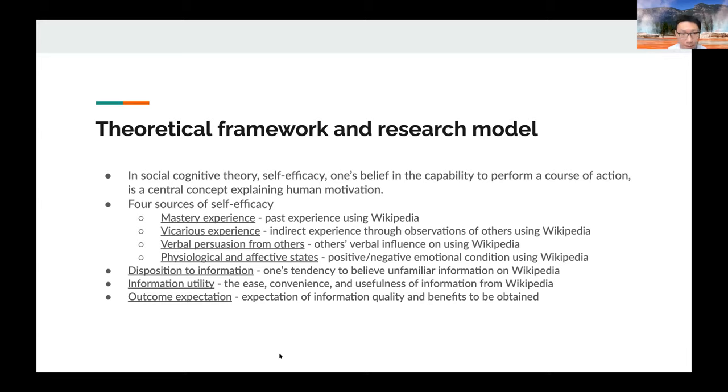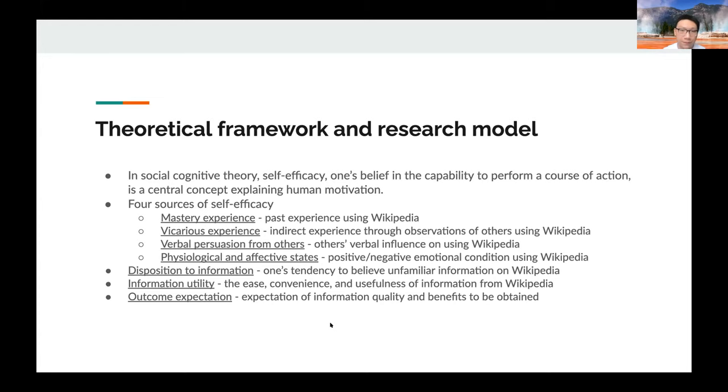And then the third one is verbal persuasions from others, which just means basically others' verbal influence on using Wikipedia, so what they hear from other people. And then finally, the physiological affective states, or in the study they labeled as emotional condition, basically the emotional state of the student using Wikipedia.